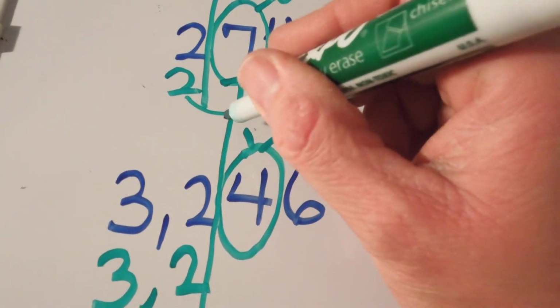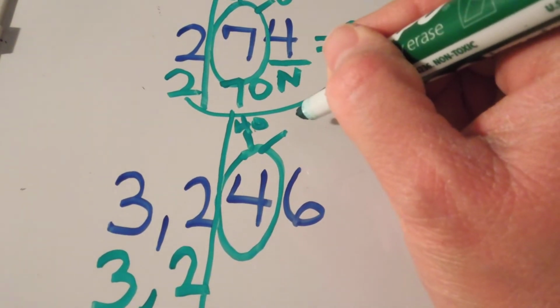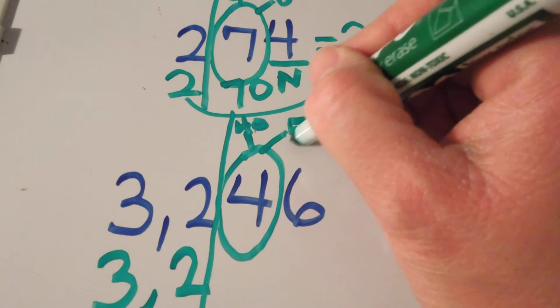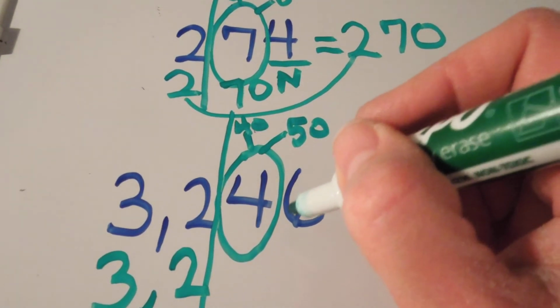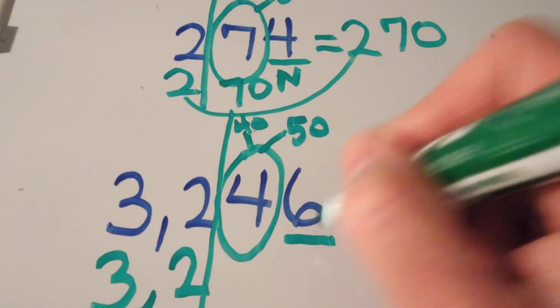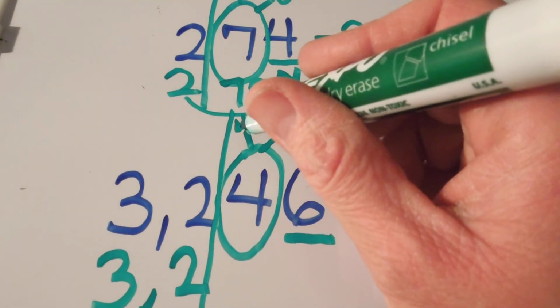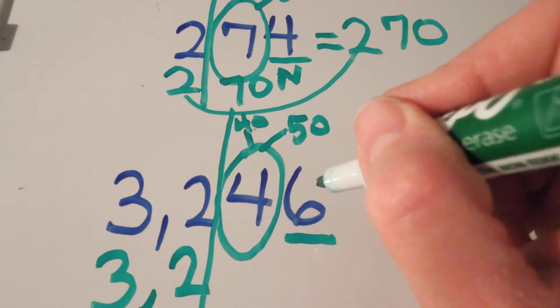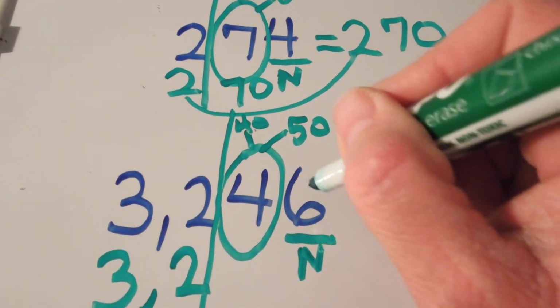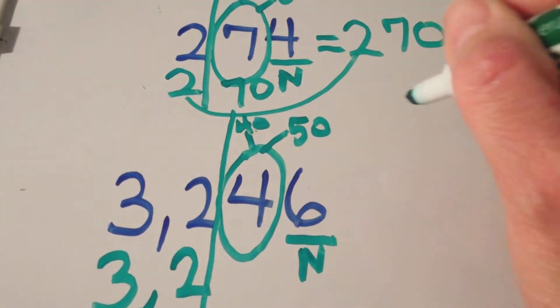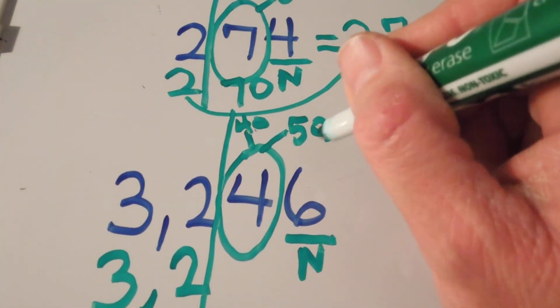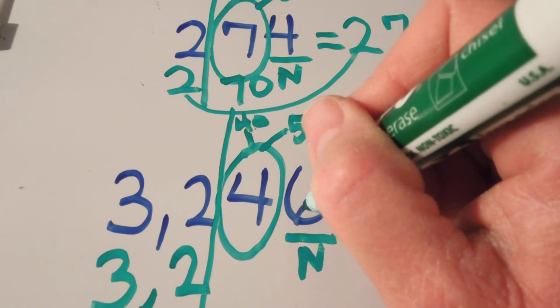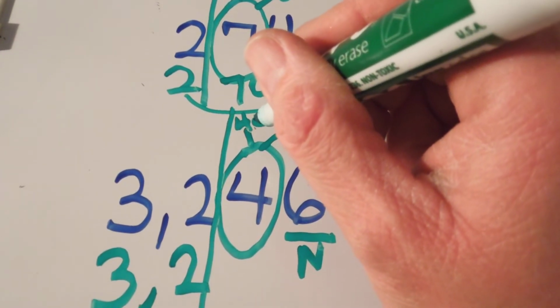4 has the value of 40. 10 higher would be 50. Now we look at the neighbor to decide, are we going to round it higher or lower? Remember the neighbor rounding rule. If this is 5 or higher, you round it to the higher amount. If it's 4 or lower, you round it to the lower amount.